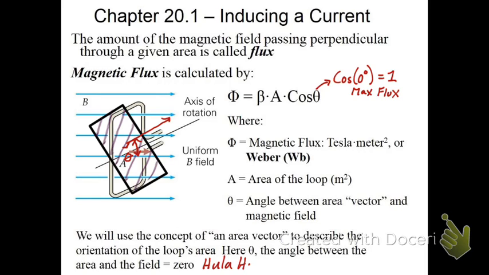Okay, this is a little bit difficult concept to grasp, so I've got a little demo that we're going to do tomorrow in class. We're going to use a hula hoop to look like a coil of wire, and some students are going to hold up some meter sticks that represent the field. We're going to talk about this cosine theta a little bit more and clarify how cosine theta is used to determine how perpendicular our loop is to the magnetic field.